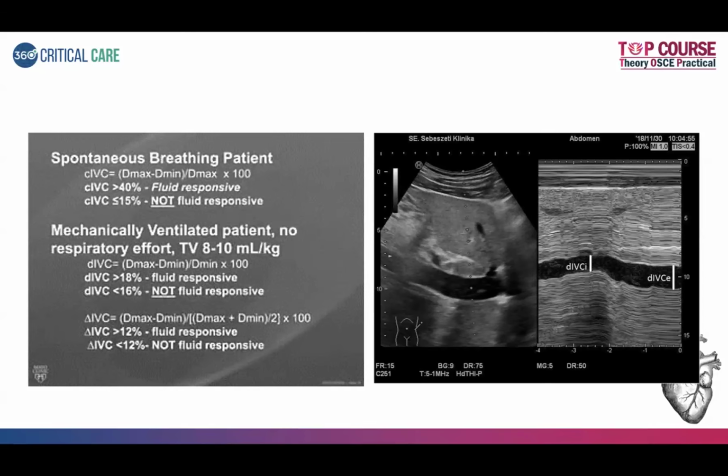We can also use another IVC measure, that is the delta IVC, which has a formula of Dmax minus Dmin divided by the mean value, that is Dmax plus Dmin by 2, into 100. Any delta IVC value of more than 12% is fluid responsive. Any delta IVC value of less than 12% is not fluid responsive.